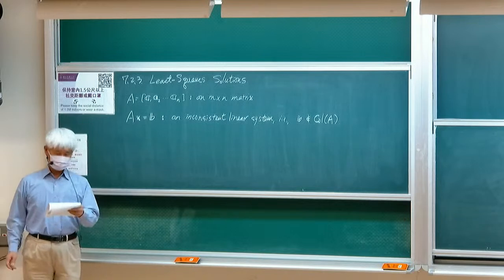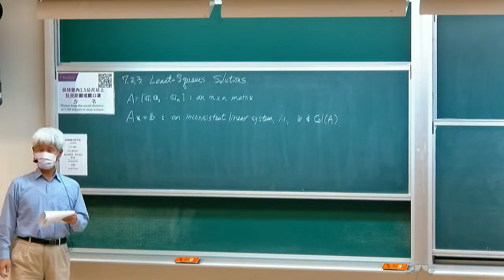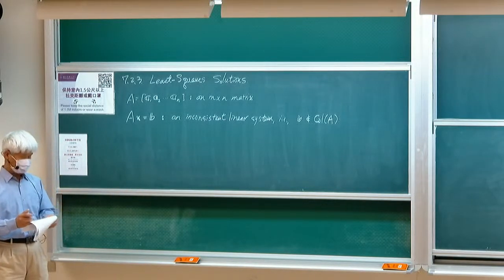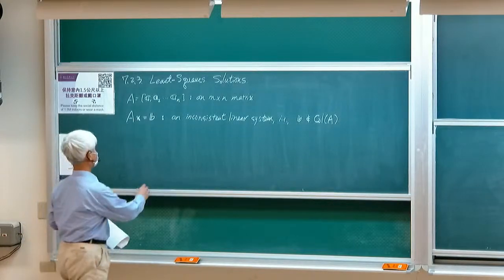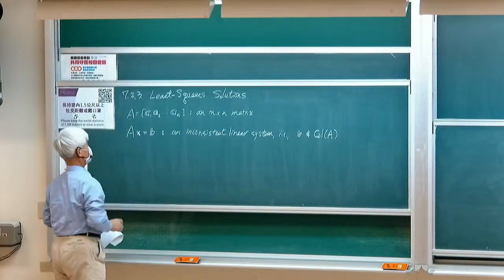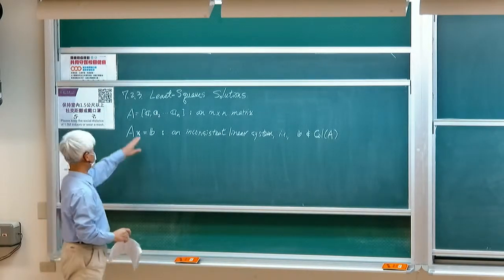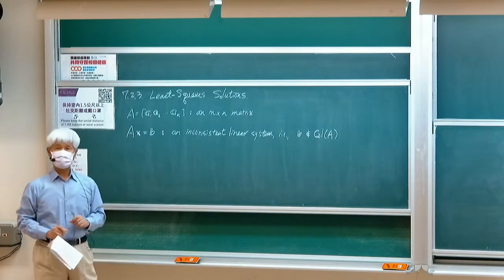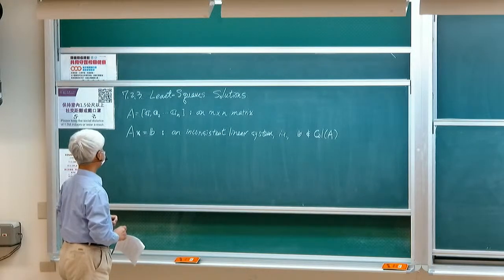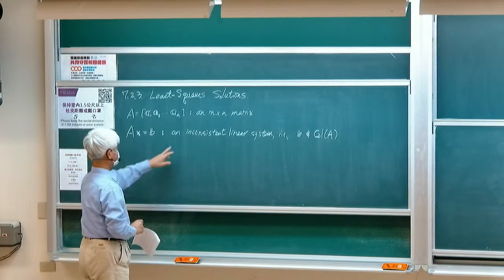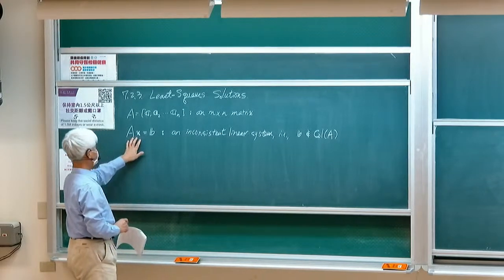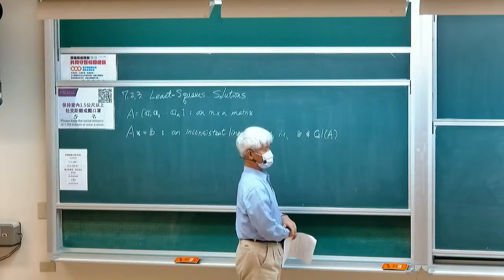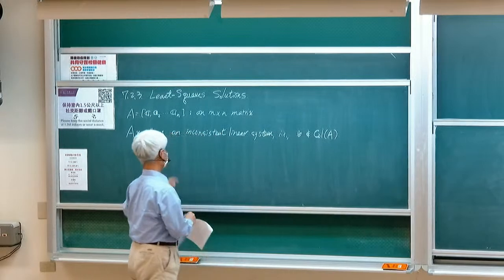Right. So today we will first cover the last topics in chapter 7. It's about least square solutions. Here, A is an m times n matrix, so it has n columns, and each column is an m-dimensional vector. All right, and we consider an inconsistent linear system. It is inconsistent because the B vector is not in the column space of A here.